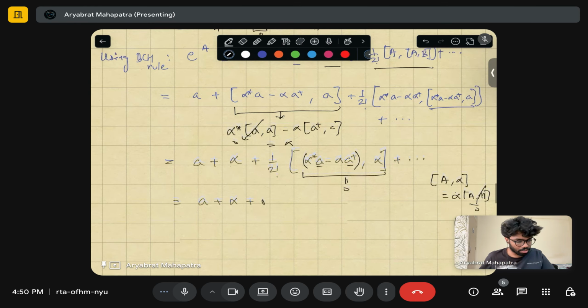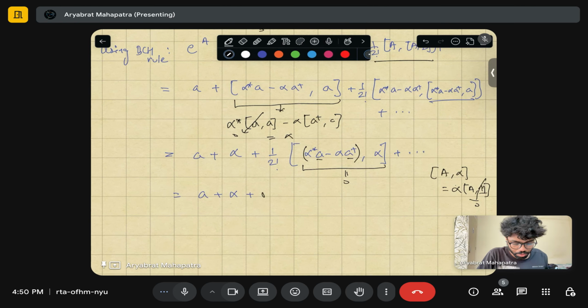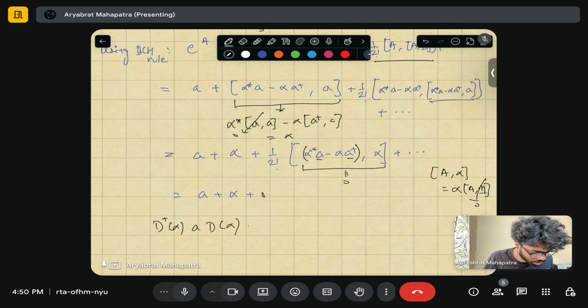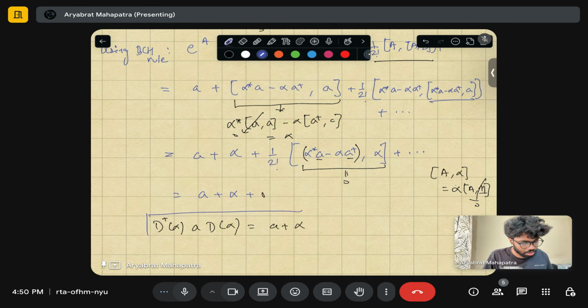So here you finally proved your relation that D dagger alpha, A, D alpha is A plus alpha. Right. Likewise, you will have other terms that will also be zero.